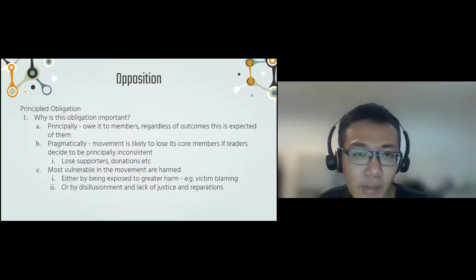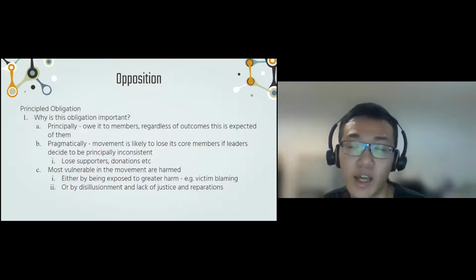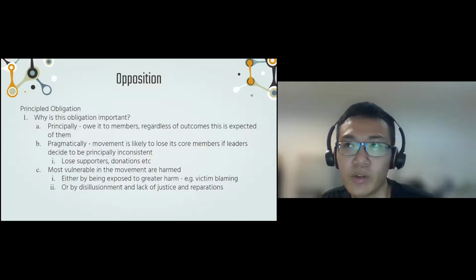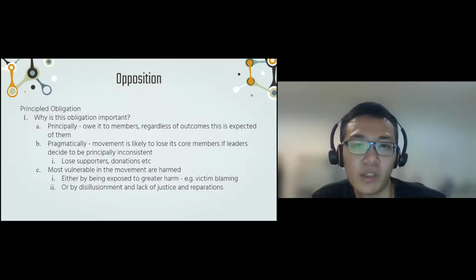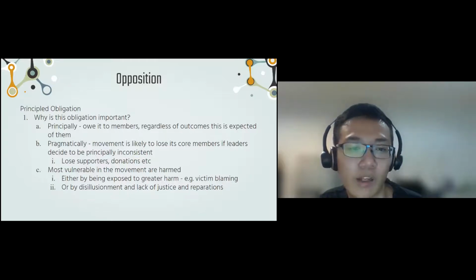The last thing then about how these people are harmed. It's not just that they're exposed to greater harm in the status quo, they'll also probably be disillusioned with the movement. They'll become politically apathetic. They don't see any more hope. They don't see any more optimism for the future. And that's why they opt out of the movement. They opt out of politics entirely. They don't think that anyone's there to protect them.